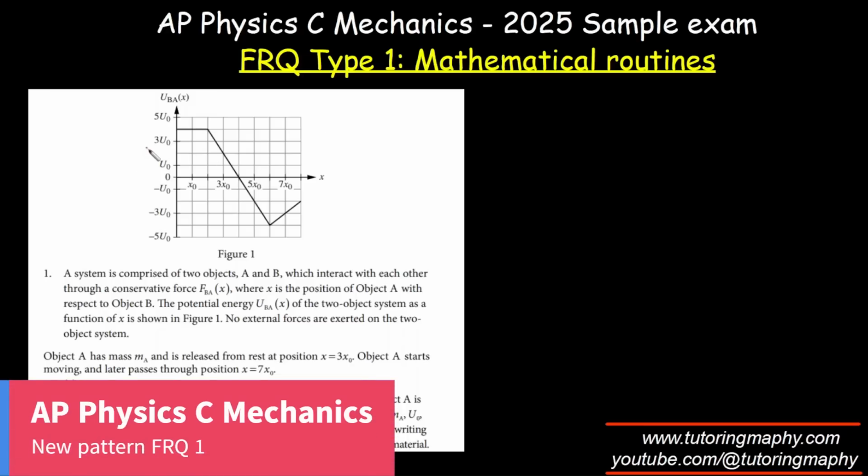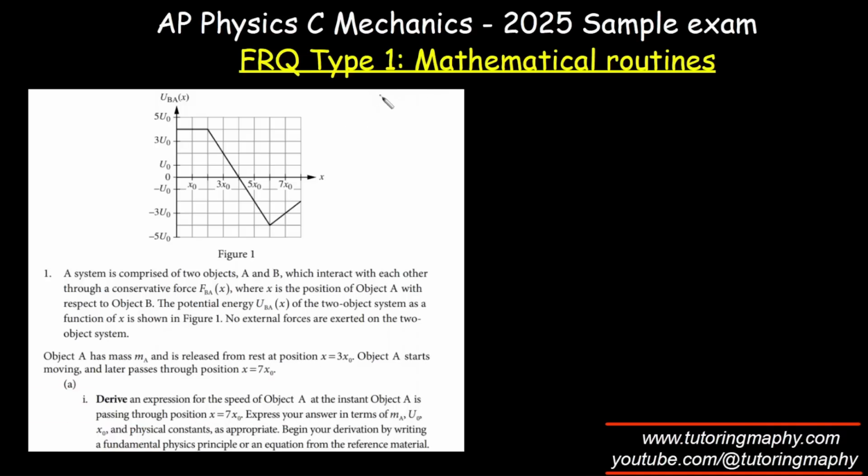All right, so this is the first type of FRQ, as we know that the pattern has changed for AP Physics 1 and C, both mechanics and E&M. So this is the FRQ type 1 called mathematical routines. There are 4 in total, so we're going to cover all 4 but in separate videos, of course.